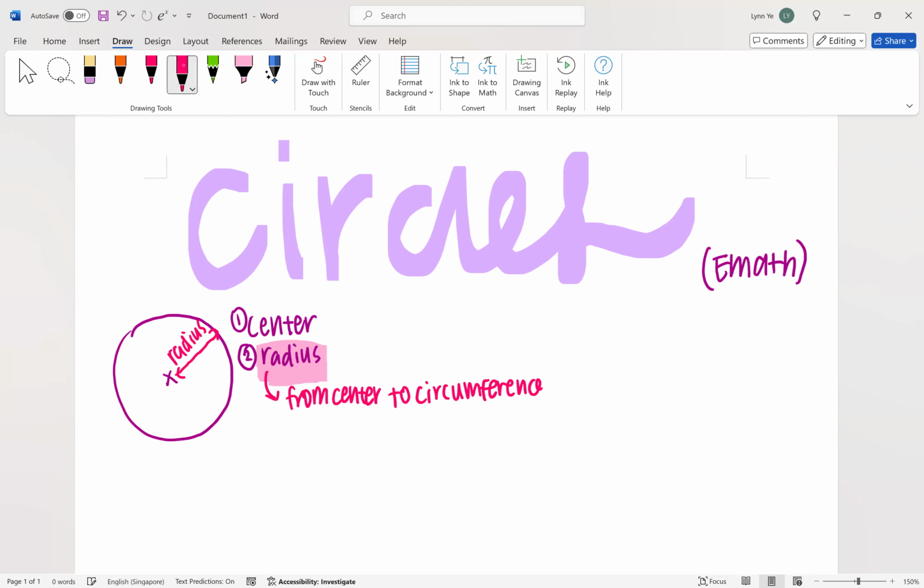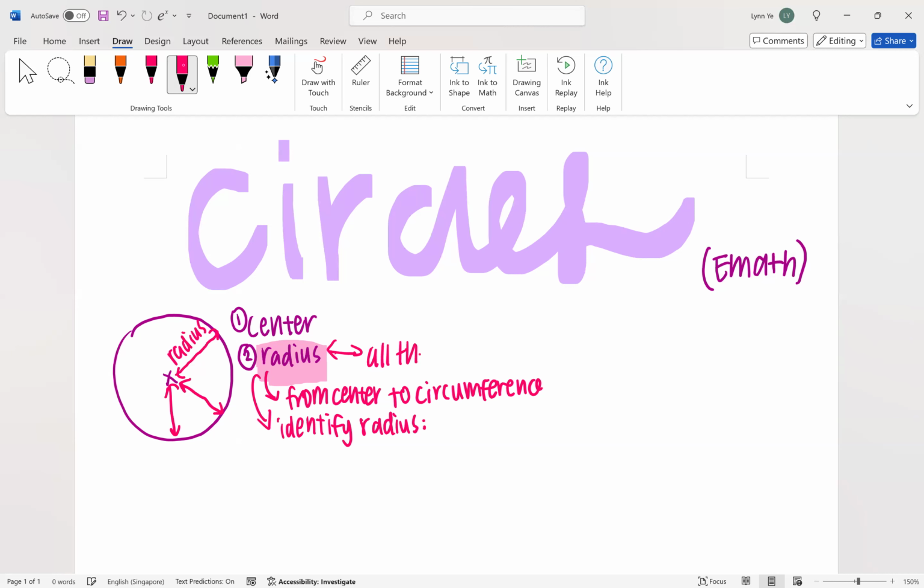Now, one more thing that I want you all to take note that is very important when it comes to circle is that whenever you identify radius, you need something. Who remembers? Or who knows? What do you notice about radius in a circle? What about this radius compared to this radius, compared to this radius? What do you notice about all these radius? Very good. All the same.